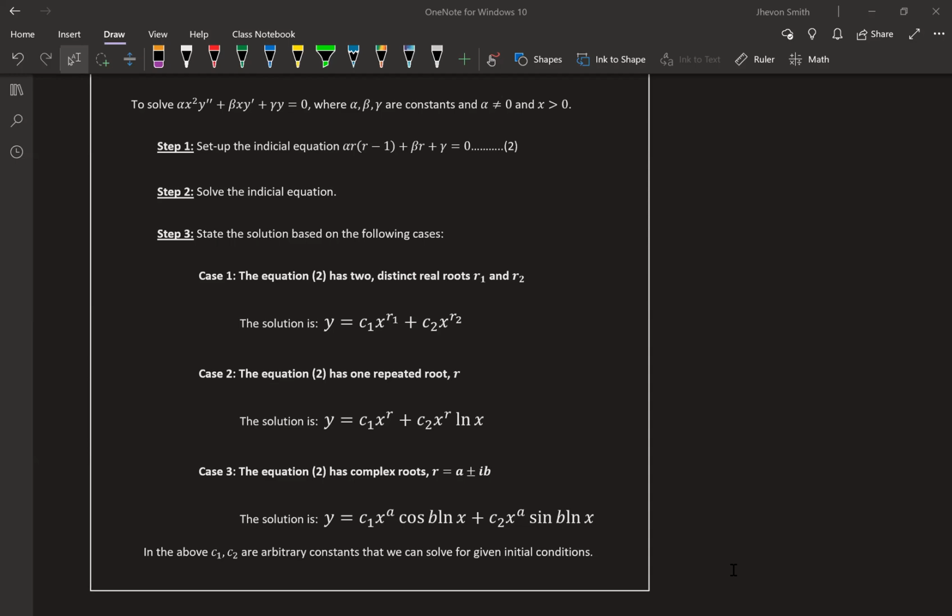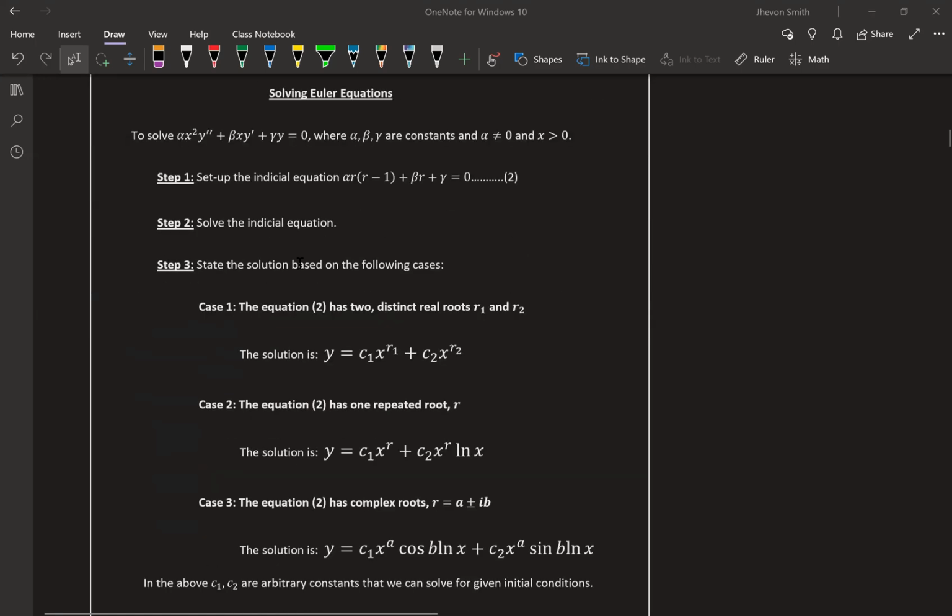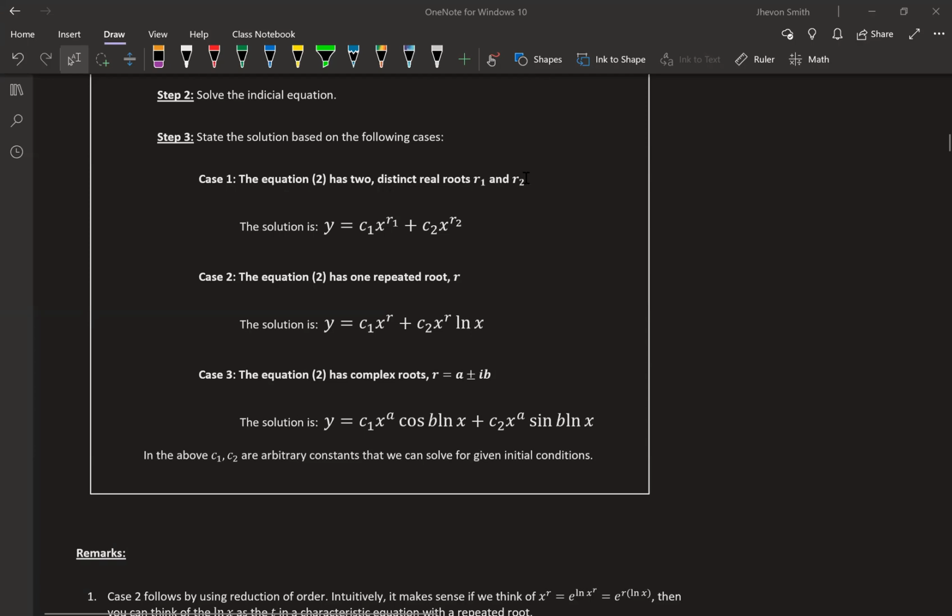However, by making this assumption, y equals x to the r, and assuming our x is non-zero, or specifically, I'm going to talk about greater than 0 at first, then I'll talk about non-zero, by solving this equation we can get various solutions with these 3 cases. If there are 2 distinct real roots, then x to the r1 and x to the r2 are possible solutions, so a linear combination of those is going to be the solution. So we get the first scenario, y equals c1 x to the r1 plus c2 x to the r2.